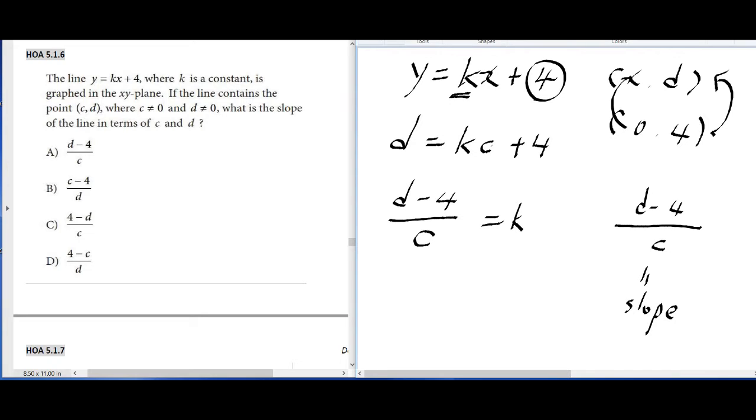So how to understand this equation? You just gather some information. At the beginning, I said this 4 stands for the y-intercept, and the point C, D. And then they just asked for the slope. Or they can ask, what is the value of K in terms of C and D. K stands for slope. So using only two points, you can easily find the slope. Yes, plug in, it's okay, but I think this way is better.